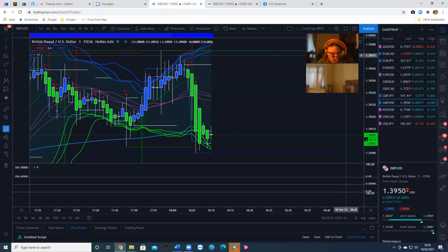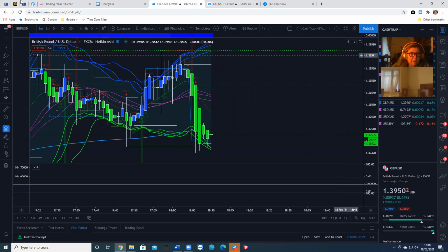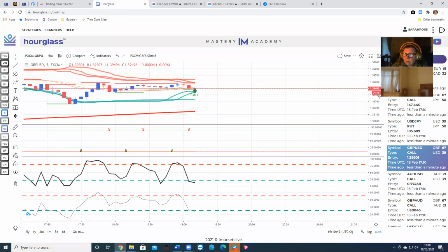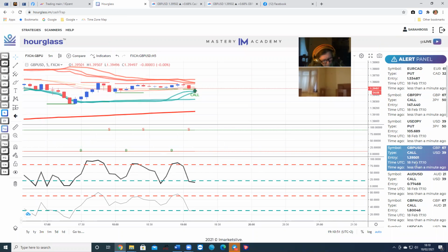Okay, we've got it buying. HourGlass says GU call at 501. Strength in our favor. Wait for those lines to tick up. It says sell there. You want those lines up. You've got the moving average below. You've got the green arrow and the call.